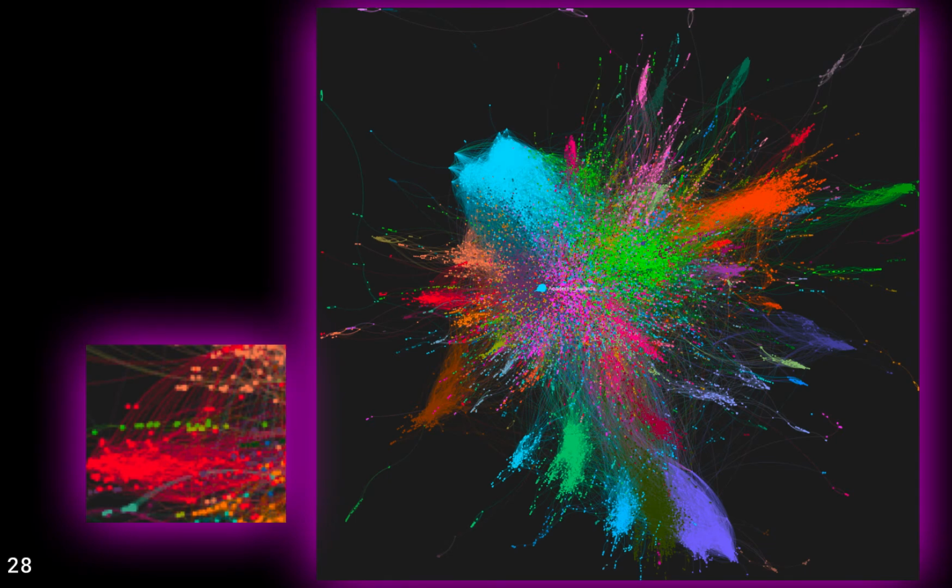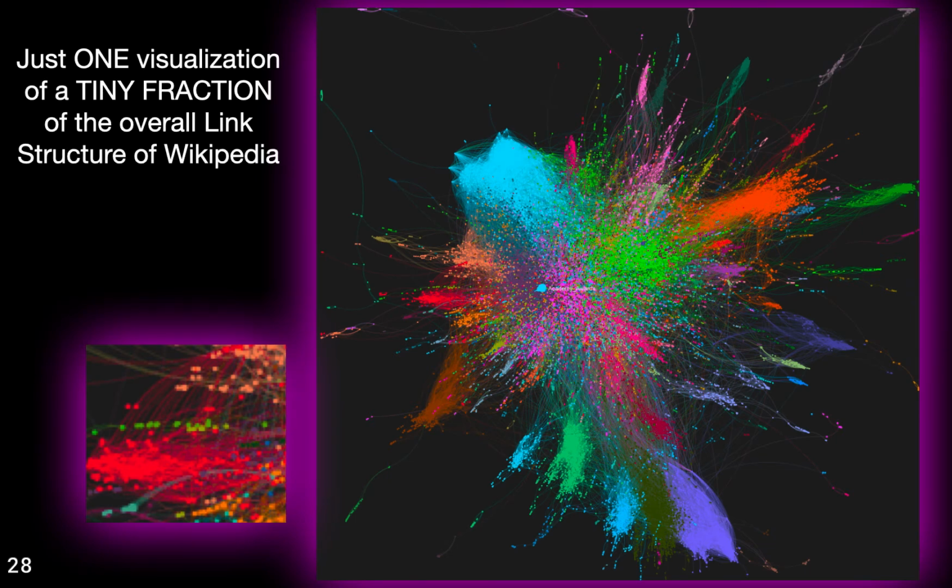As an example, this is just one visualization of a tiny fraction of the overall link structure of Wikipedia. And it's hard to see what's going on. Why did you show me this colorful ink blot, Professor? Well, each of these little dots, if you look at the bottom left, it's kind of zoomed in. It's the same image, so that's why it's kind of blurry.